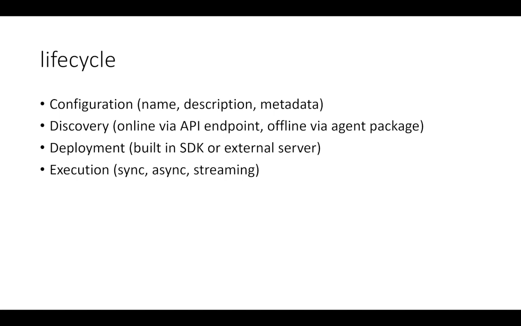Under ACP, the life cycle of the agent is as follows. First, it has to be configured with name, description, and metadata. Then it is discovered. Discovery can happen either online via API endpoint or offline via agent packages. Then the agent is deployed. For deployment, it can either use the built-in SDK, which is what we'll see in a bit, or we can use an external server, could be an HTTP server. And finally, it is executed. The agent execution under ACP can either be synchronous, asynchronous, or in a streaming fashion.